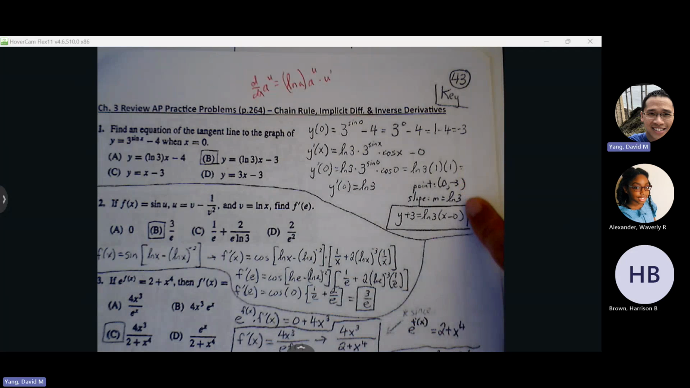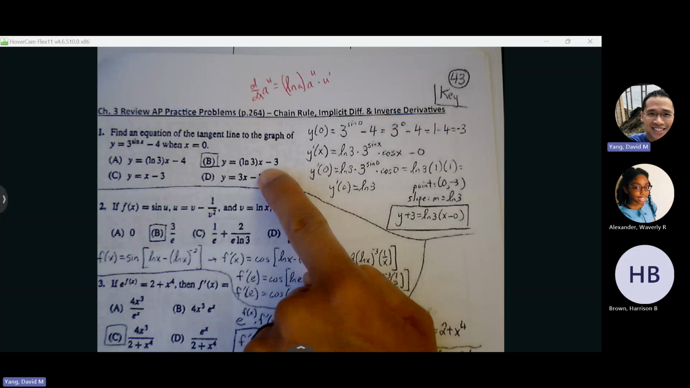Order pair is 0, negative 3. And then here's my tangent line equation. And then answer choice B.